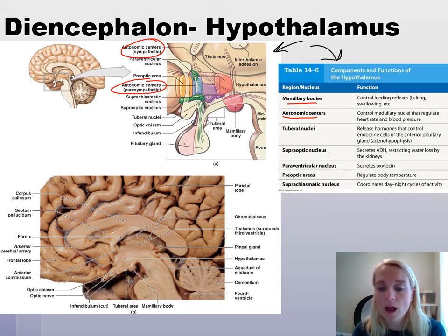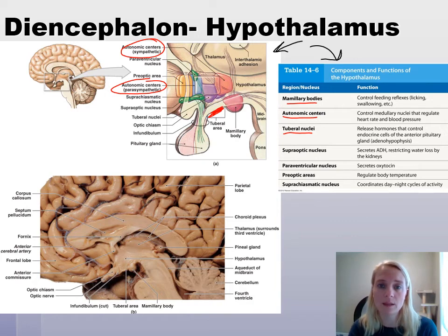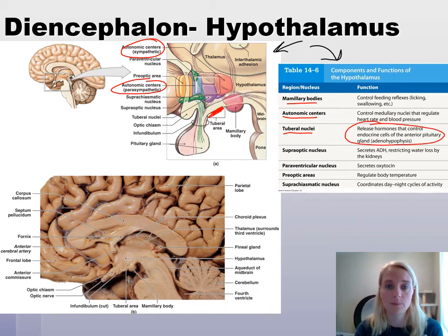The next area is the tuberal area. The tuberal area is just this little flat part between the mammillary body and the infundibulum, which is the stalk that goes out to the pituitary gland. The tuberal area helps with hormonal control of the anterior lobe of the pituitary. We'll see that in chapter 18, so it's more of an endocrine function.